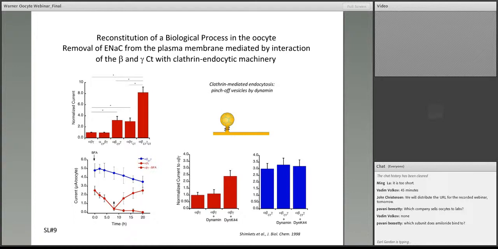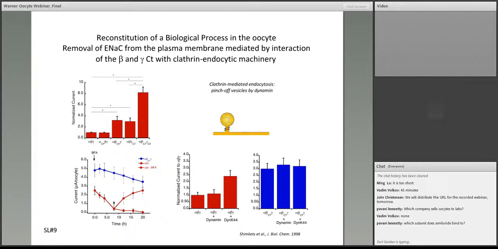To examine further whether endocytosis plays a role, we co-injected a dominant-negative variant of dynamin, shown as dynamin K44A. This molecule uses GTP to sever endocytic invaginations from the plasma membrane, as the cartoon in the right upper panel shows.